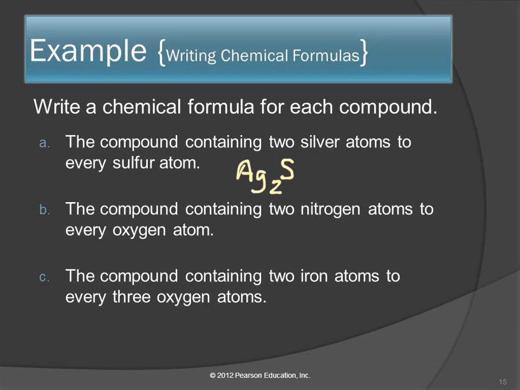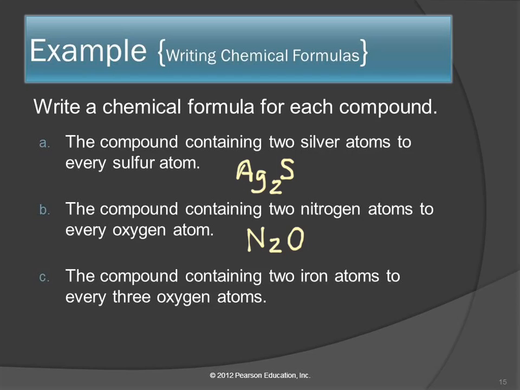Compound containing 2 nitrogen atoms to every oxygen. Well, let's figure out which one goes first. We've got nitrogen and oxygen. They're both nonmetals, but which one's closer to the metal side? The nitrogen. So let's put the nitrogen first. It has a symbol N, and it says 2 nitrogen atoms. So subscript 2 for every oxygen atom. So then we're going to put oxygen here. There's 1 oxygen. We're not going to write the number 1.